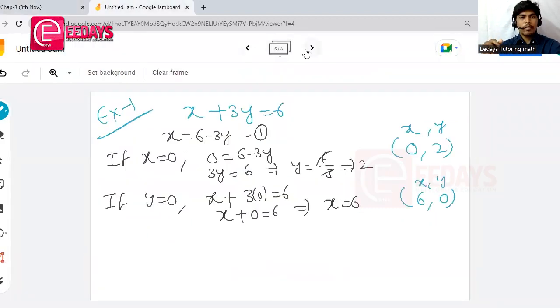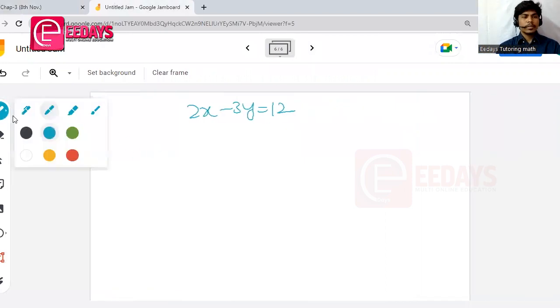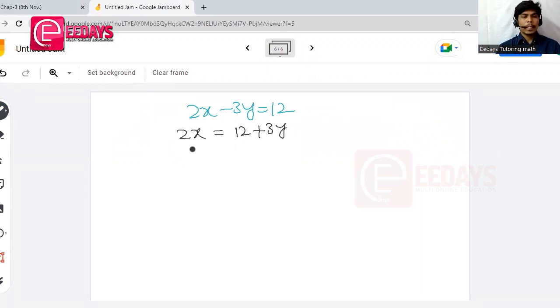Okay, let's try the same format for the next question. Here, if you transfer 3y to the other side, it becomes 12 plus 3y. Now x is the only thing we need to find: x is equal to (12 plus 3y) by 2. If you want to represent it like this, it's up to you. Or else, if you are good at maths, then you can subtract directly without writing this format. It's up to you.